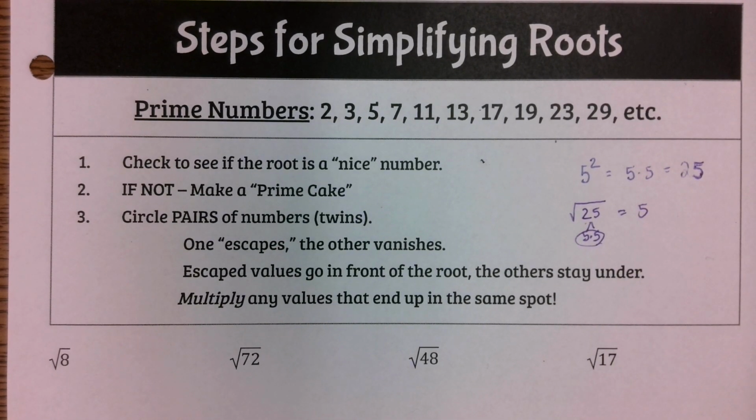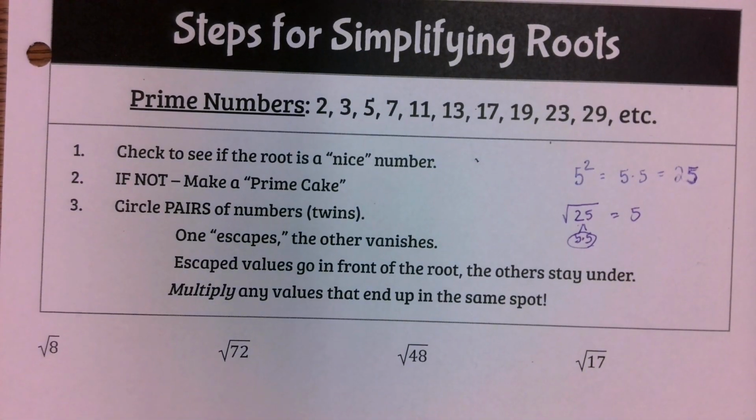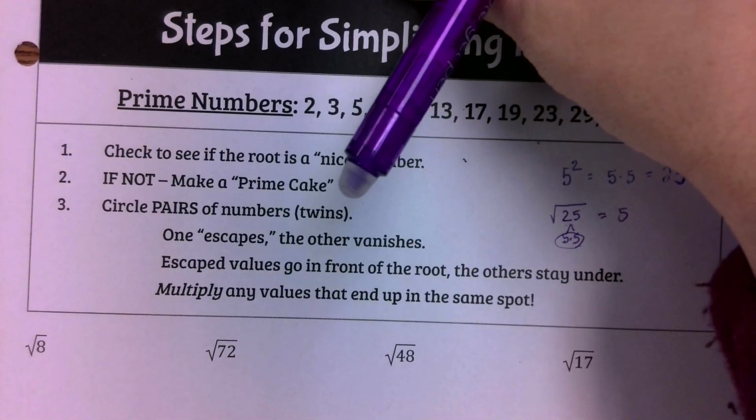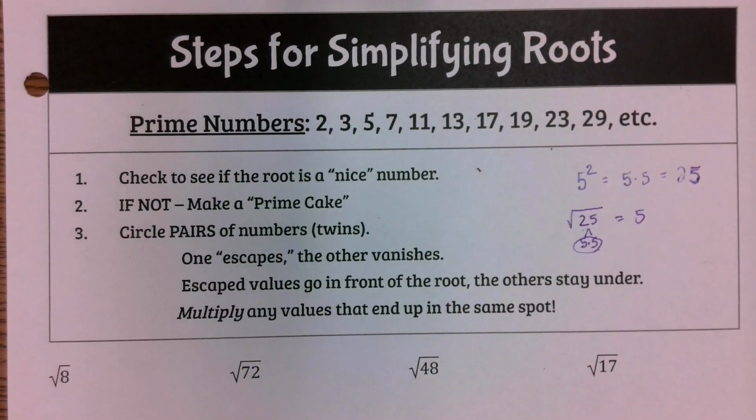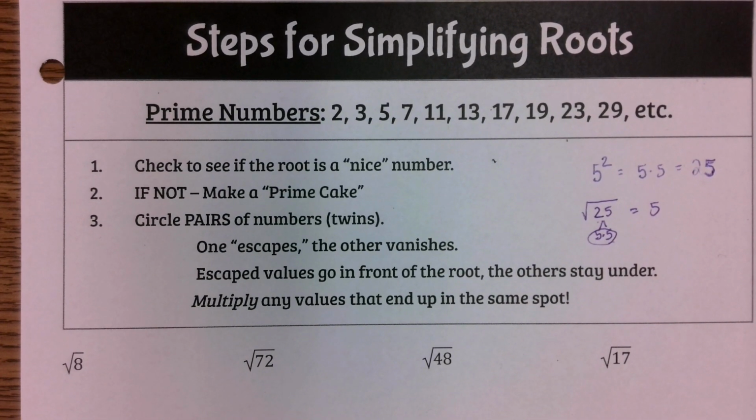Okay, so what we're doing today is looking for roots. Now there's two ways that you may have learned this. You may have learned it by looking for a square root within the number, or by doing the prime cake method, or making a prime factorization. I'm going to show you both ways. You can use whichever way you want. I like the prime factorization method, although it can take a little bit more time.